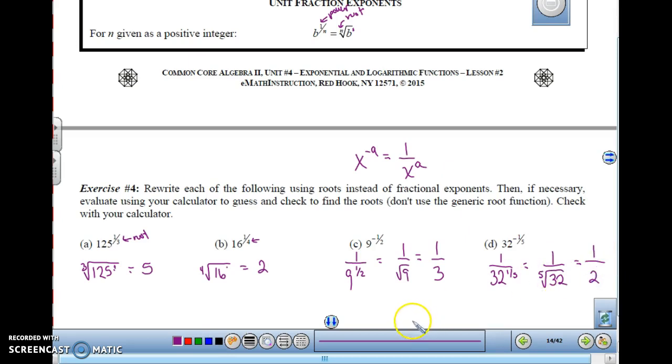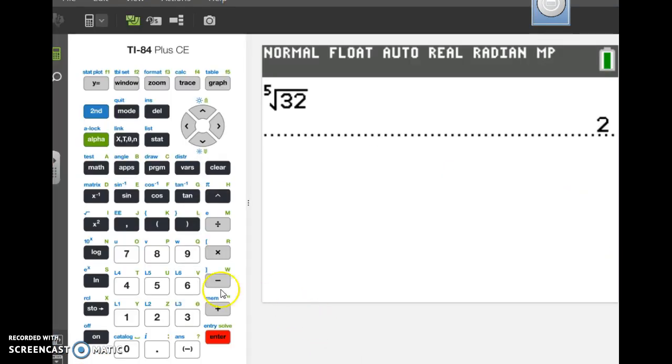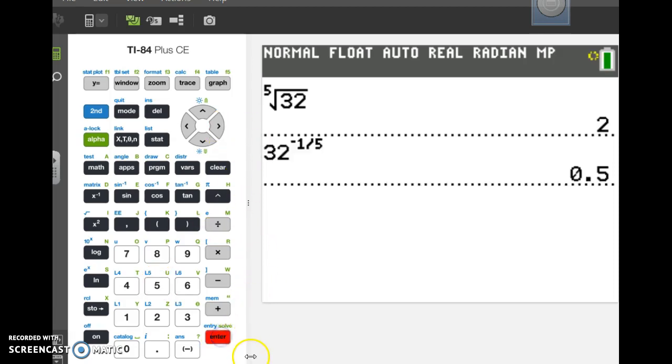So it's a half. And again, if you want to check it, 32 to the negative 1/5, make sure you're right. Negative 1 divided by 5, forward arrow to get out of the exponent, and it is 0.5, which is a half. Okay.